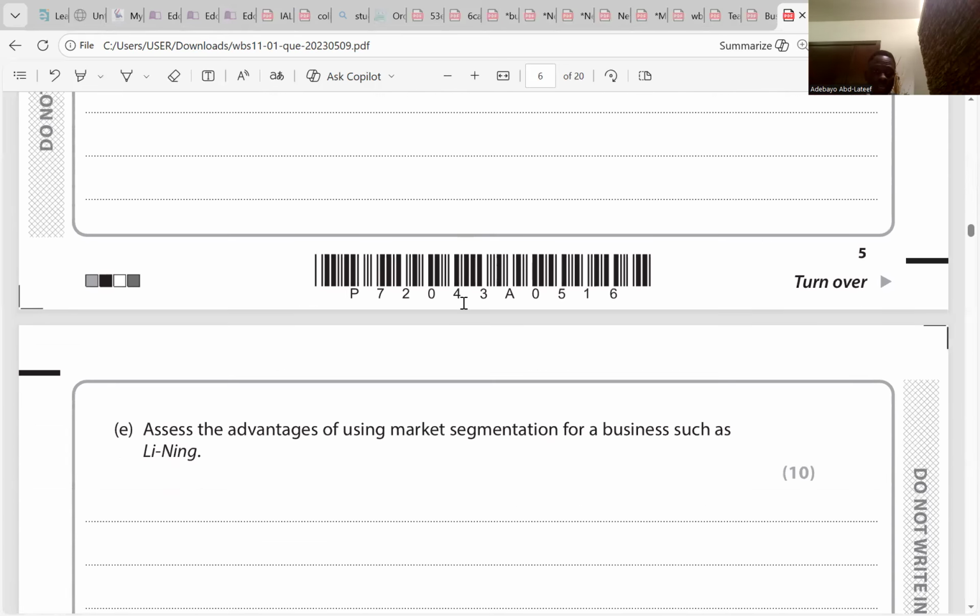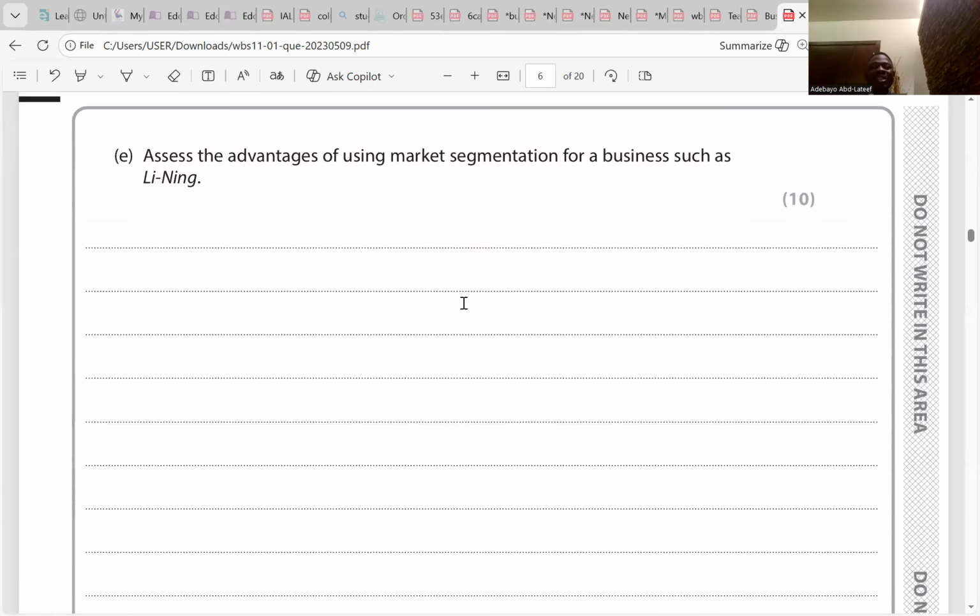For question 1E, they said, assess the advantages of using market segmentation for a business such as Li Ning. Market segmentation simply means you divide the market based on different customers' characteristics. So you divide the market based on different features of customers. That is market segmentation. So here I wrote, market segmentation implies that a business divides the market into different groups based on characteristics of customers. So what are the likely benefits of market segmentation?